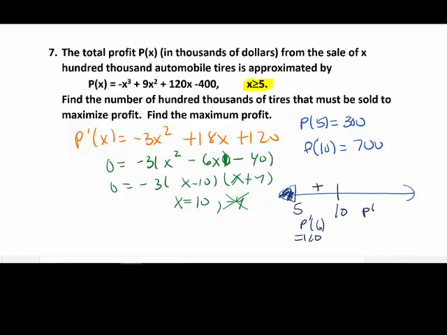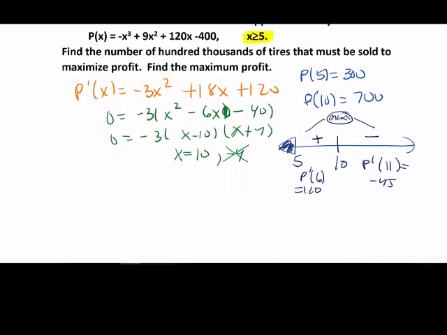If I plug in 11, I'm going to get a negative 45. So it means I'm increasing and decreasing. So that proves I have a maximum at that value. So again, remember that you have to be careful. If it's not a closed interval, you actually still do have to prove it. So we have a maximum profit.